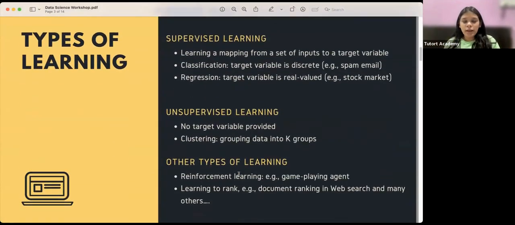Quick overview of different types of machine learning algorithms for everyone who is new to this, and a kind of revision for people who are not new to this and have been going through the same topics. In machine learning, we have three major types: supervised learning, unsupervised learning, and other types of learning. Supervised is basically when we have a set of inputs and a target variable, or our data is labeled.